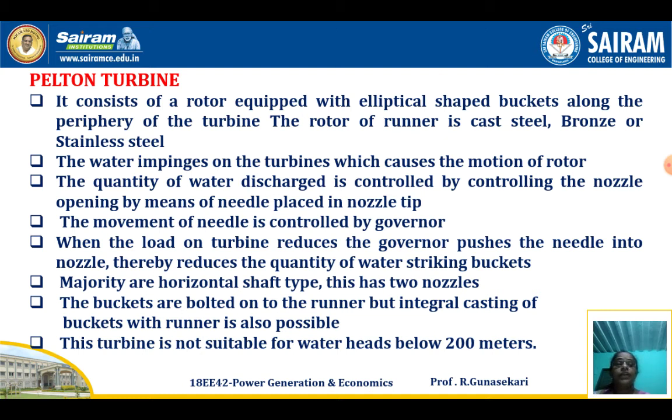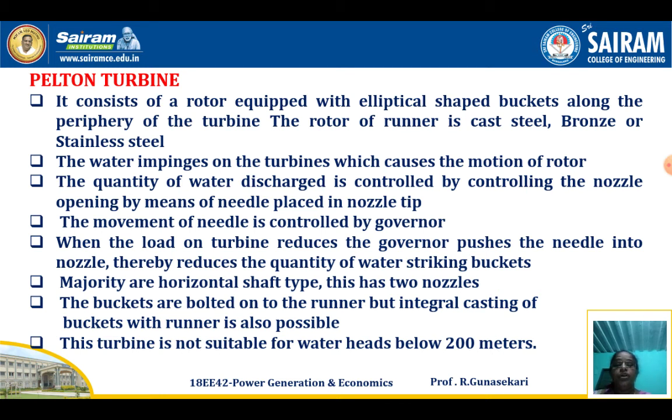The rotor or runner is cast steel or bronze or stainless steel. The water impinges on the turbine, which causes the motion of the rotor. The quantity of water discharge is controlled by controlling the nozzle opening by means of the needle placed in the nozzle tip. The movement of the needle is controlled by the governor.